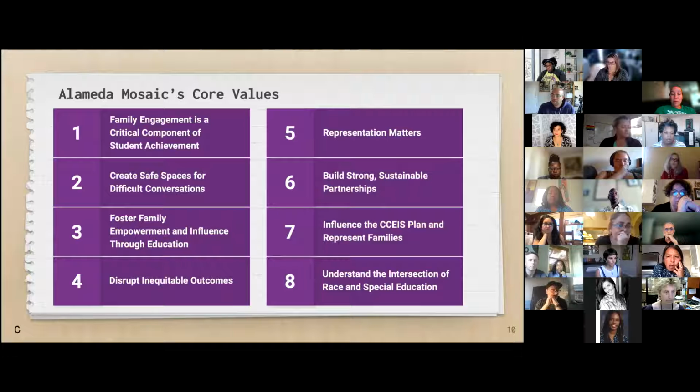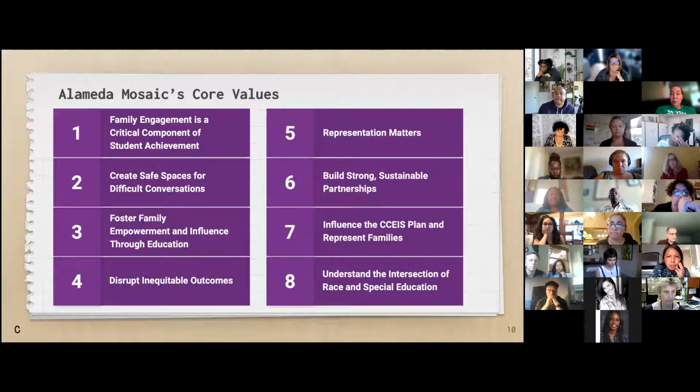Our fourth core value is that Alameda Mosaic will advocate for approaches designed to interrupt the inequitable outcomes for African American, Black, and multi-ethnic students, including the identification of and access to appropriate support services, including academic support, behavior support, counseling and interventions, and others, and utilization of all available resources to which students are entitled at every school site.